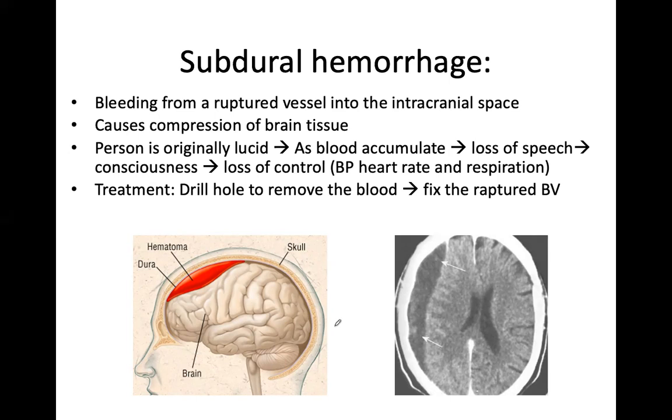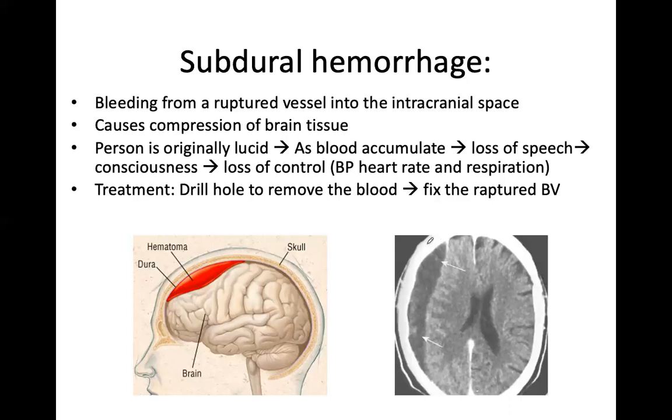Treatment, if it's caught on time and if the person has access to the medical system, is that they will drill a hole inside the skull and allow the extra blood to be drained from the cranium. They also need to fix the damage, otherwise the bleeding will continue and result in a continuous problem. In this picture, you can see the gathering of the subdural hemorrhage, or the blood being pooled inside the skull.